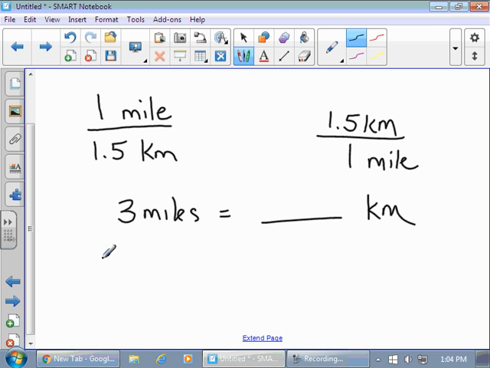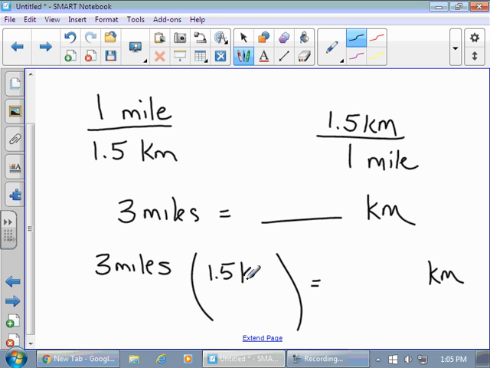All right, Brian. Which fraction am I going to choose to use to multiply there? Over what? Okay, am I using this fraction or this fraction? One what? 1 mile. Now, what happens to my miles? They cancel out. So now what am I going to do between these numbers? They're both on top, so I'm going to multiply them. So what's 3 times 1.5?